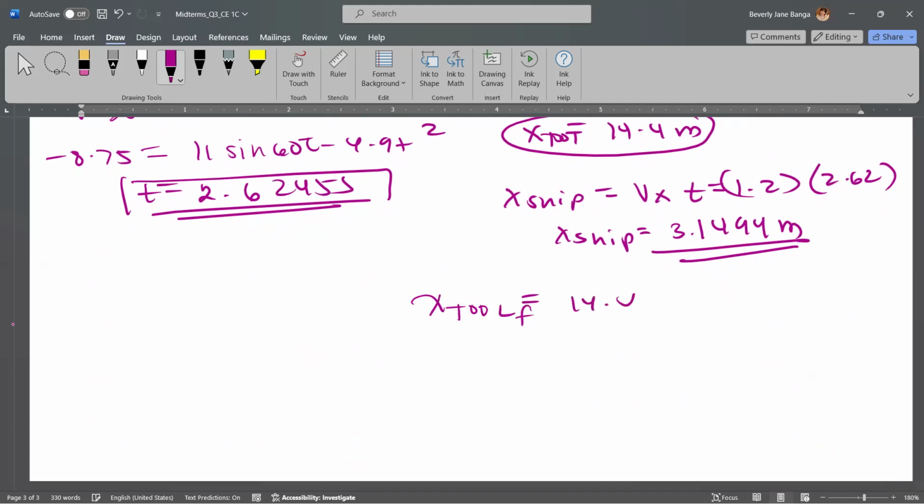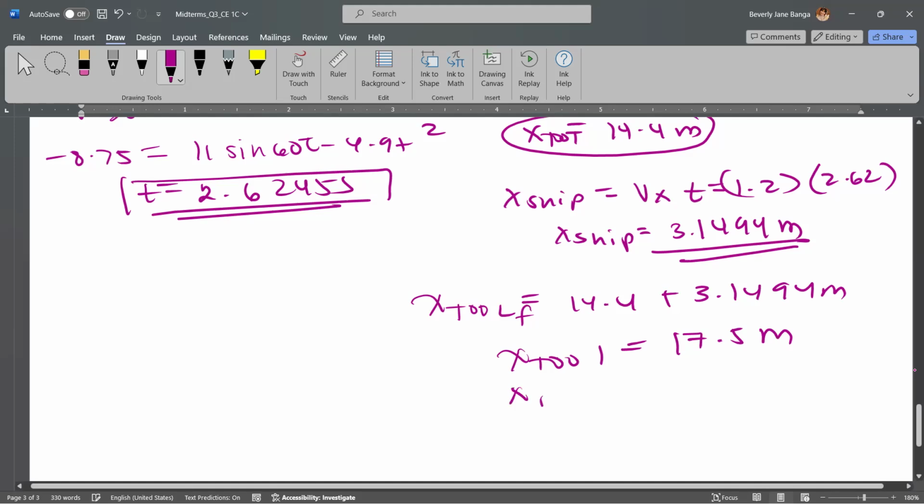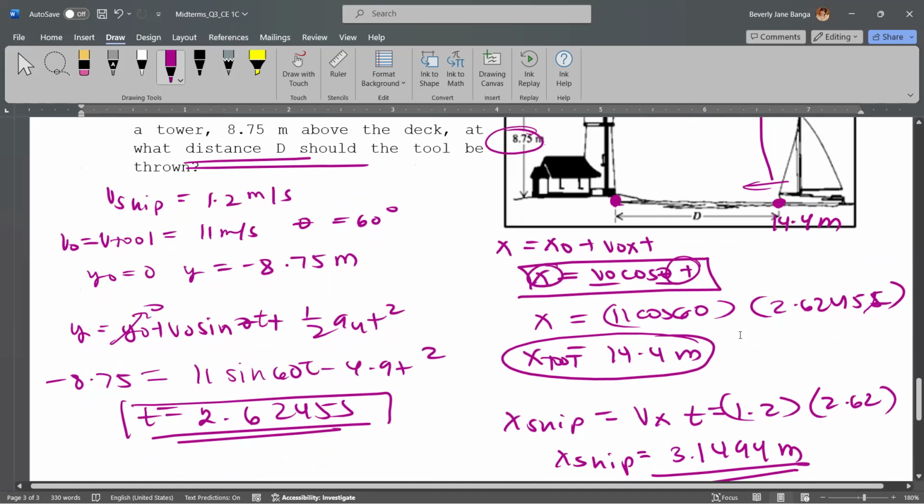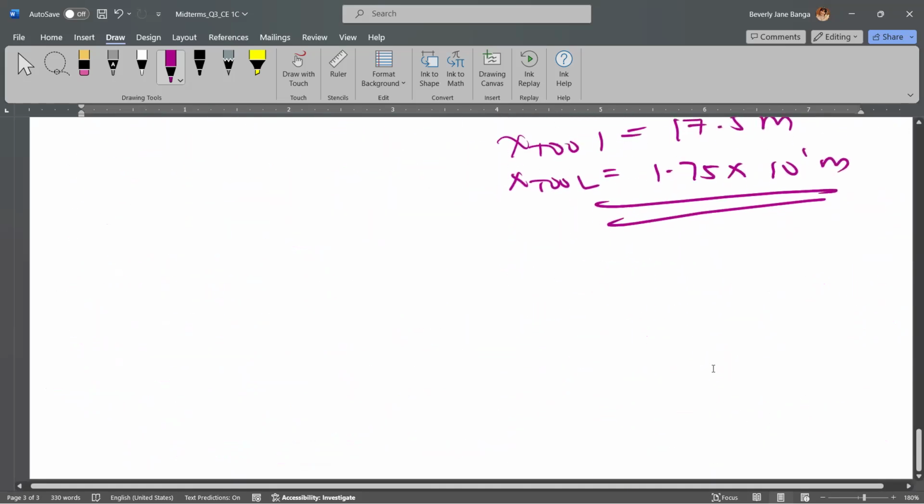final sa 14.4 plus 3.1494 meters. So, itatapon mo yung tool at a distance of around 17.5 ba to? So, 14.4, wait nga, at baka ako'y mali, 3.1494. So, yeah, 17.5 meter. So, this is x of tool is simply 1.75 times 10 raised to 1 meter. So, itatapon mo yung tool class kapag yung ship mo ay nasa distance na 17.5 meters. Kasi by that time, pagdating niya sa eksaktong 14.4, nakabagsak na or pababa na yung ating tool. Okay, so that's it for set C.